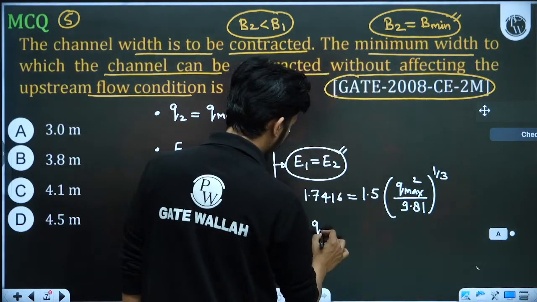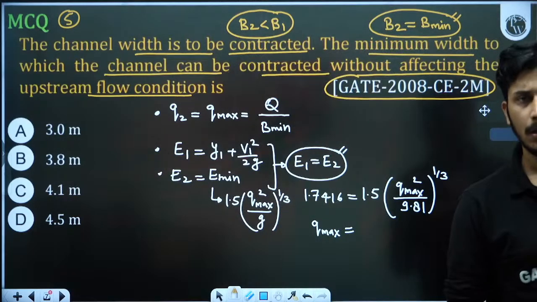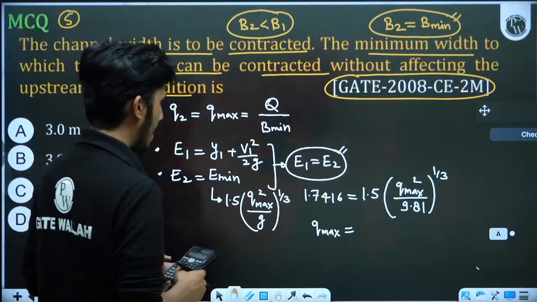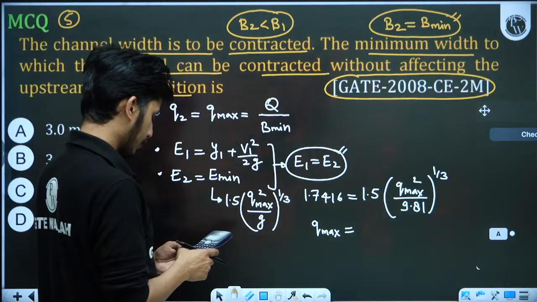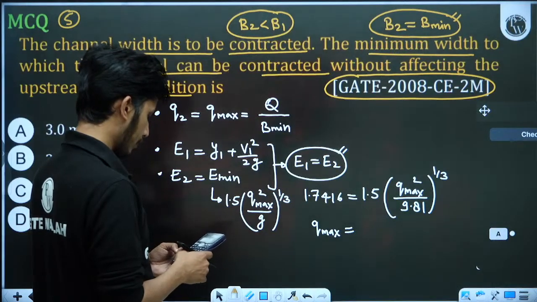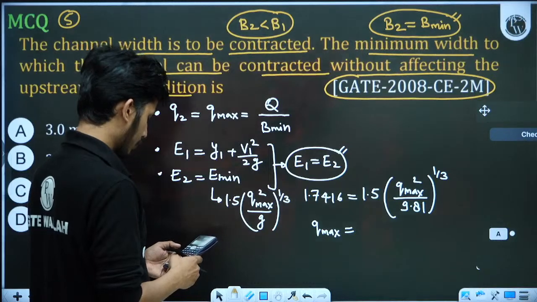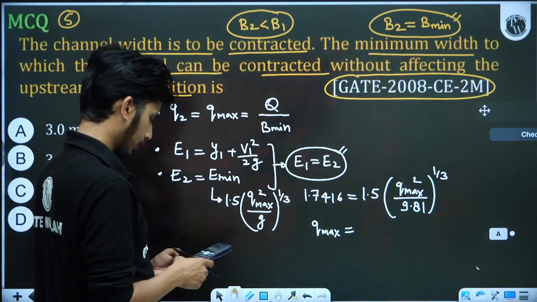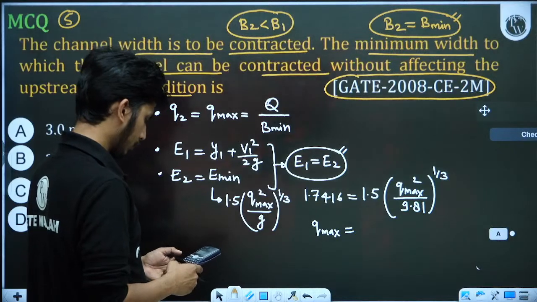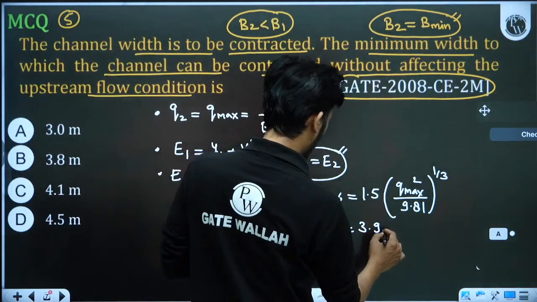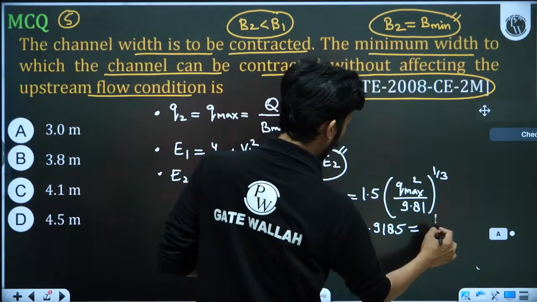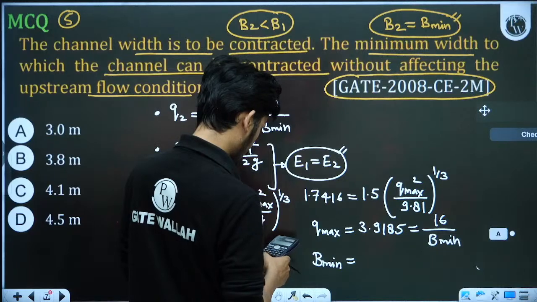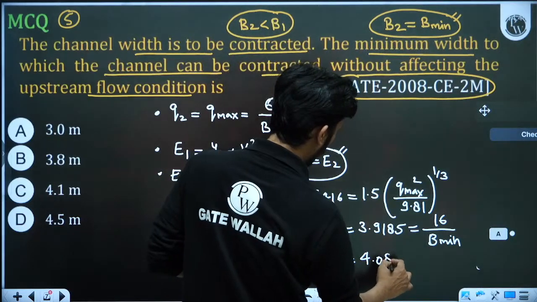Here we will calculate Q max. What is the value Q max is coming out to be? Let us check. 3.9185 is equal to Q upon B minimum. Q is 16, so B minimum will be equal to 16 upon this value. It is coming out to be 4.083 meter.